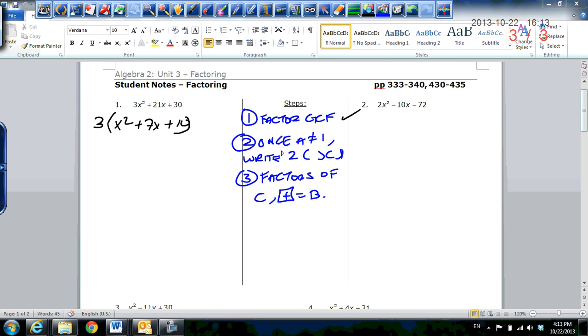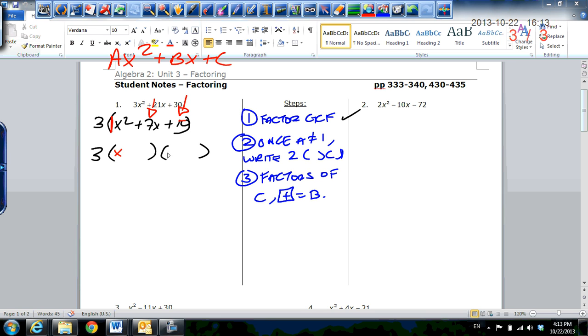The next thing says once a equals 1, so we're talking about a being this number right here. The reason I get these letters is ax squared plus bx plus c. So a is 1, so then it says rewrite as 2 sets of parentheses. So I'm going to have that 3 there, and I'm going to do 2 sets of parentheses. The last step says find the factors of c, 10, that add up to equal b, 7.